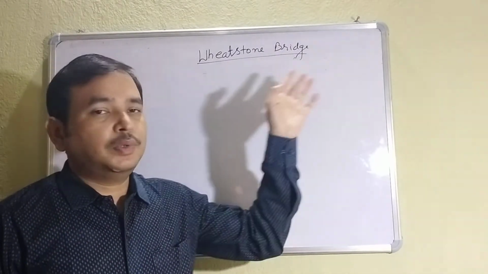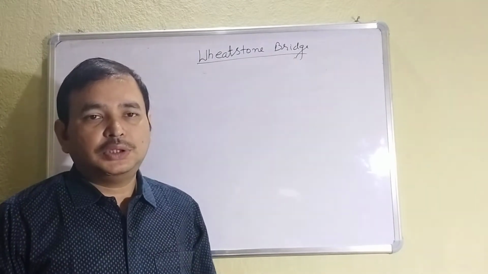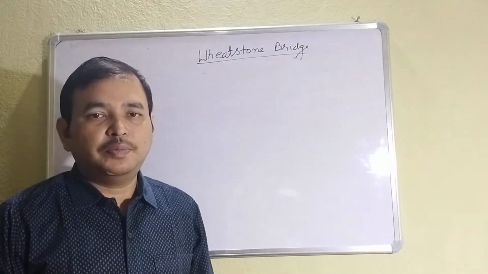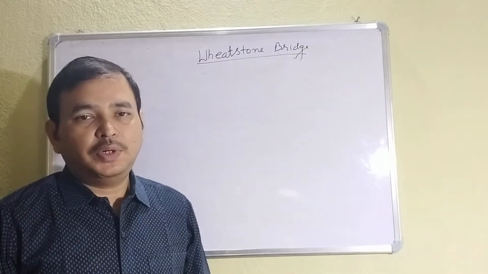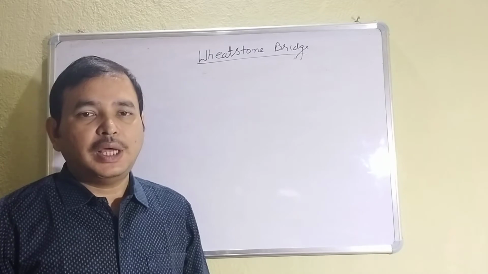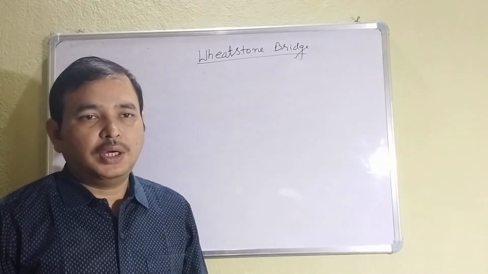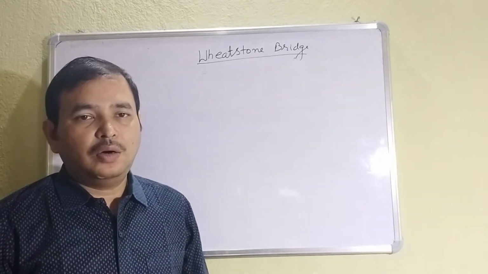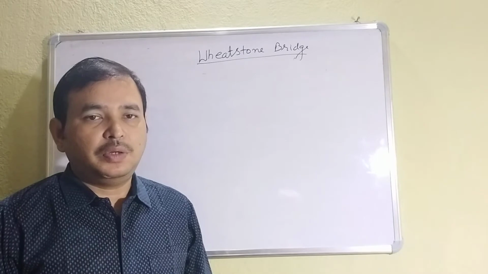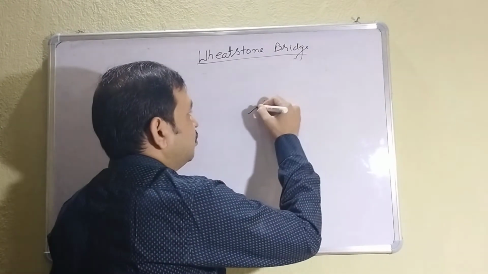Wheatstone is the name of a scientist, and this Wheatstone bridge is like a bridge shape. That's why it is named as bridge. Actually, it is a combination of resistors. You will see there are 5 resistors here. If the current is not flowing through one resistor, then how the ratio became equal, that we have to see here. So the Wheatstone bridge is like this shape.